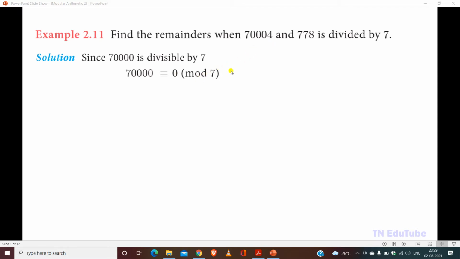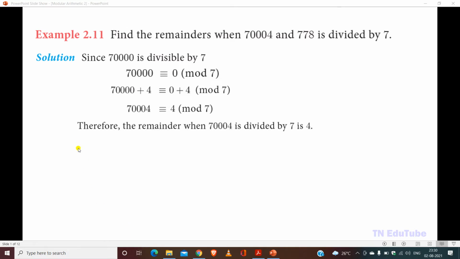We know that theorem 6 says that you can add, subtract or multiply by any constant integer, isn't it? So you can add 4 on both sides. So what do you get? 70,000 plus 4 is congruent to 0 plus 4 mod 7. So 70,004 is congruent to 4 mod 7. That is the answer for the first one. The remainder is 4. Then the next question, 778 divided by 7.